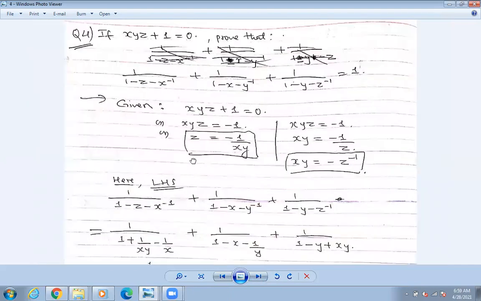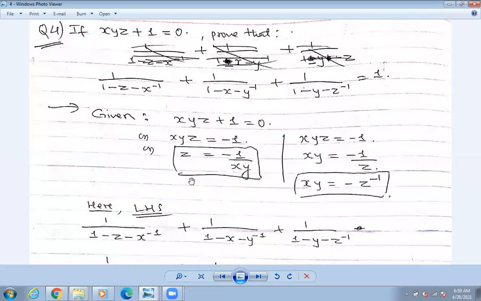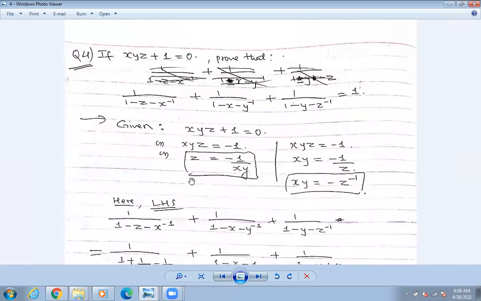ल, so let's go to the next question. Okay, so this one also I have done on the board last time, so it was a little bit tough, that's why let me explain you again. A few students were absent on that day. So question number 4: if xyz plus 1 equals to 0, then prove that this is the question.